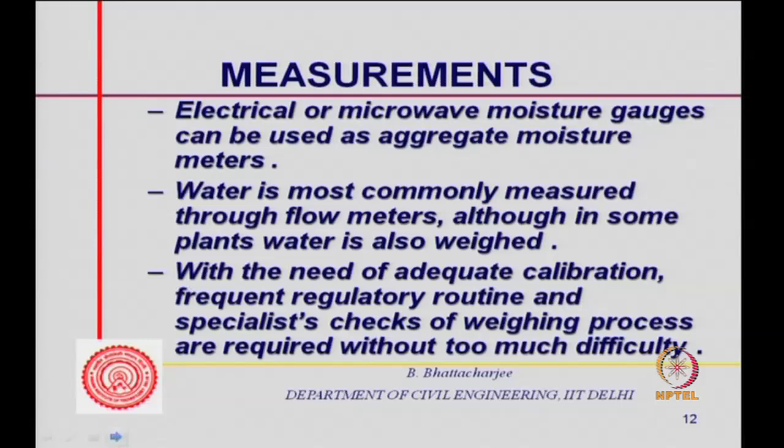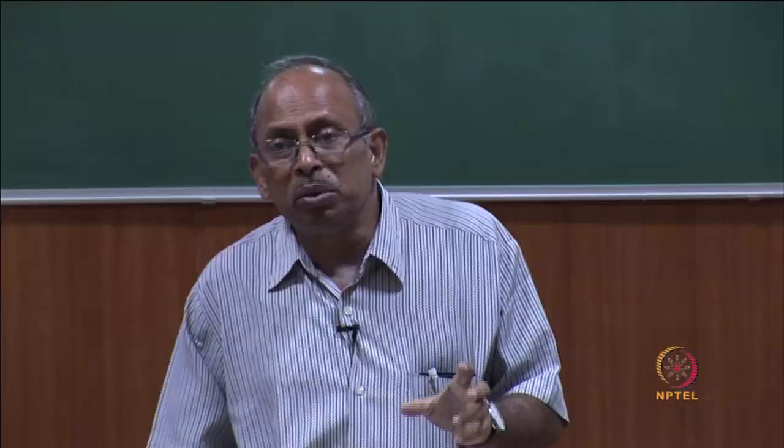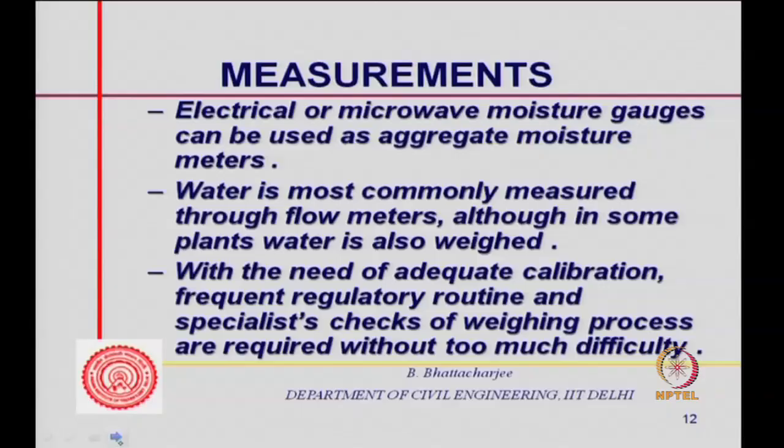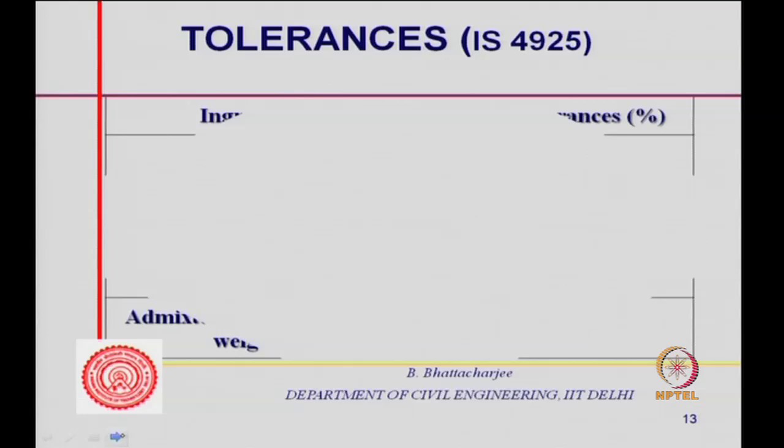This must be regularly calibrated as regular routine practice, and sometimes you might even do a specialist check of the weighing process, because otherwise you can have problems with quality control. If you do not give the right proportions, you will not get the right properties. So, the system should be such that you are able to check the calibration without too much difficulty. So, that is the batching process.